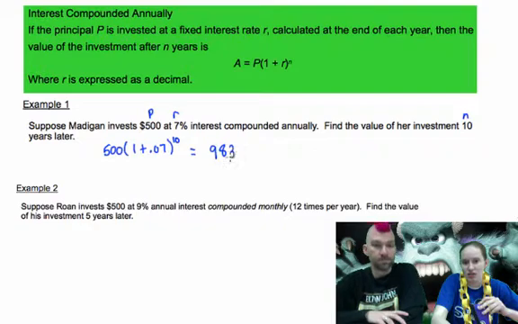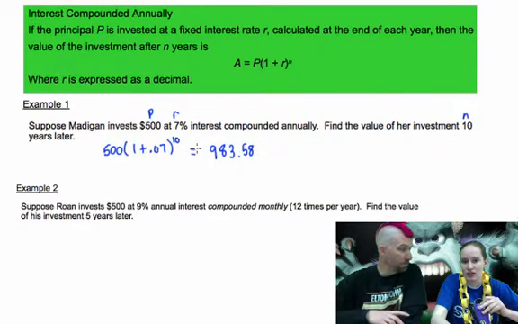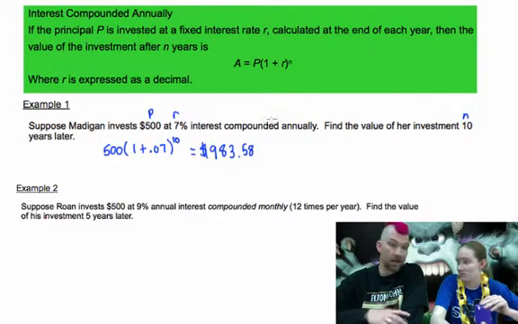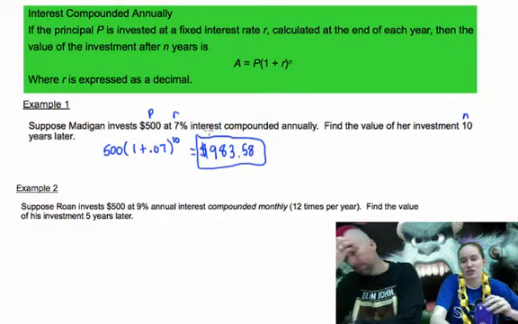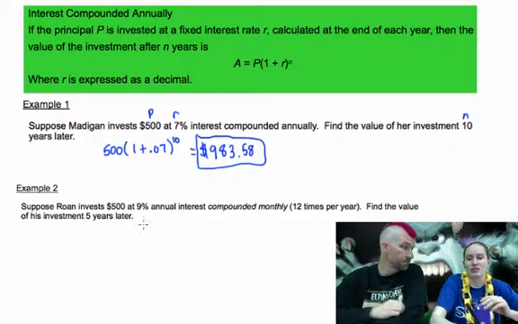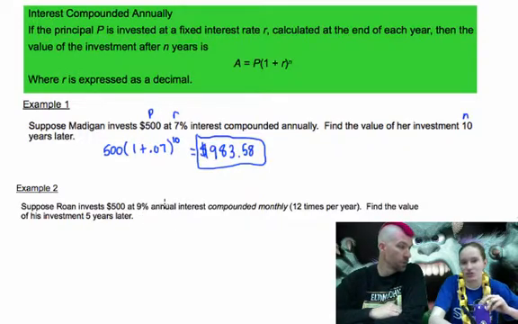$983.58. And that's without ever adding another penny. You've almost doubled your money. That's amazing. And all you started with was $500. So after 10 years of just letting it sit there, the bank is giving you for free $483.58. That is pretty awesome.